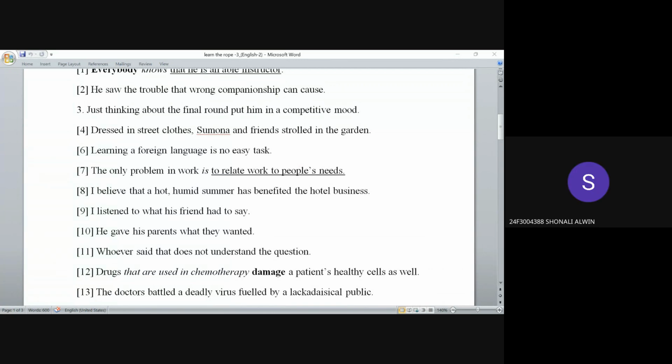Noun? Adverbial? Noun. Very good. People have answered noun; you have got the knack of looking at it, right? It's a noun clause because I believe what, right? The clause literally sits in the object position: that a hot, humid summer has benefited the hotel business. I is the subject, believe is the verb, and the whole of that clause is the object to the verb believe.